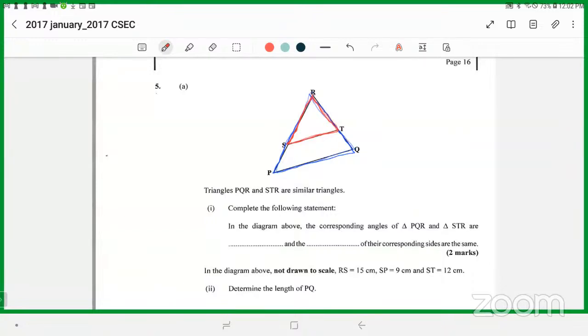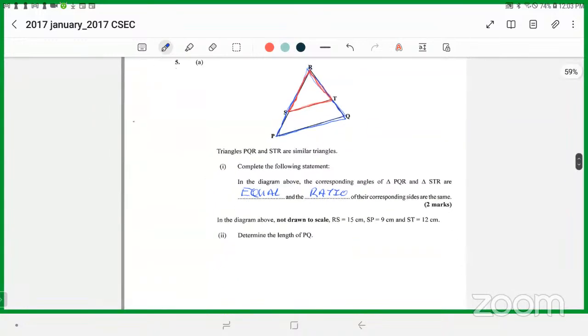It says complete the following statements. In the diagram, the corresponding angles of PQR and STR are equal. Similar triangles have equal angles. They are the same. And the ratio of the corresponding sides are equal. They are the same. That's what you have to know. The ratio of the corresponding sides are equal. That's what happens in similar triangles.